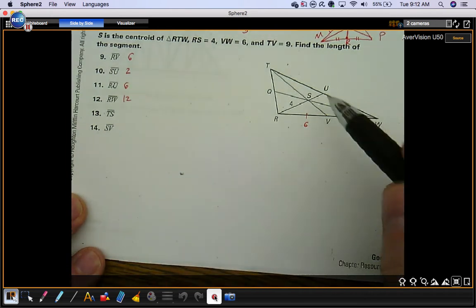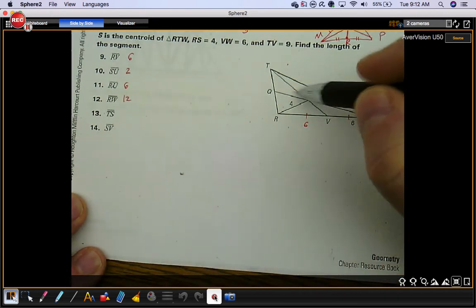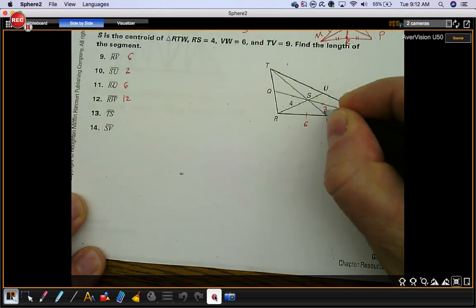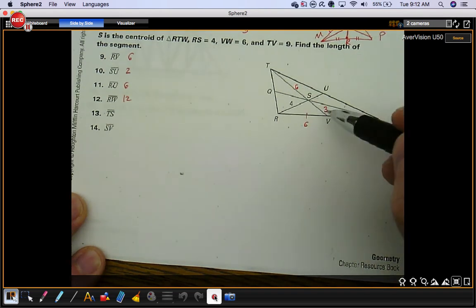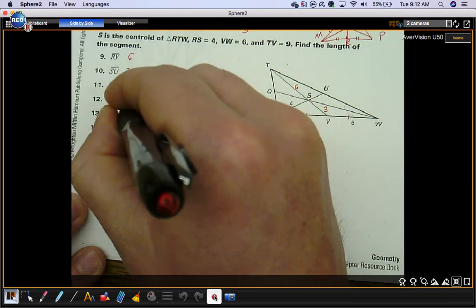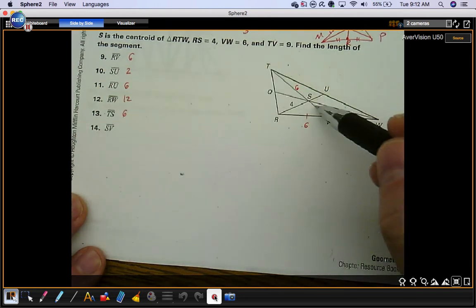Number 13, T to S. Remember, this whole thing was 9. So if this whole thing is 9, this is 3, and that's 6. 3 times 2 is 6. 3 plus 6 is 9. 3 times 3 is 9. So T to S is 6. S to V is 3.